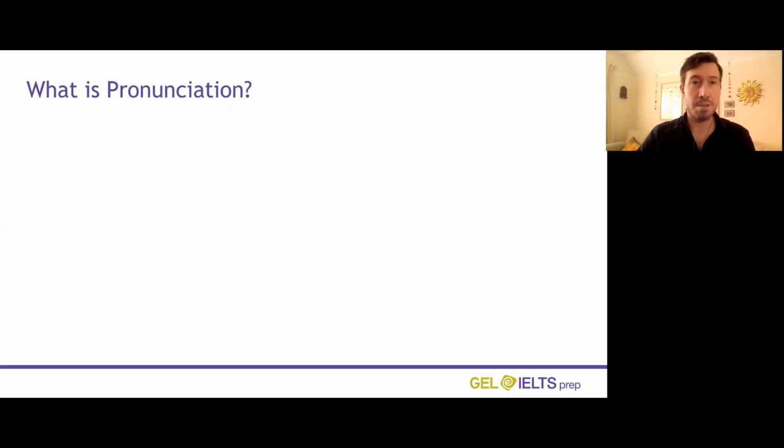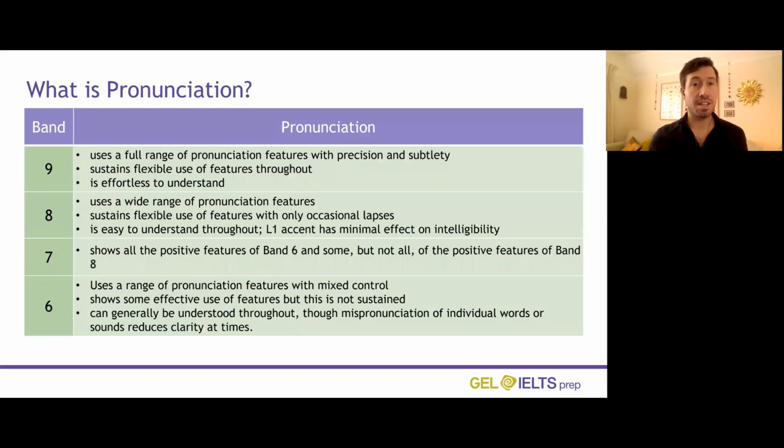Okay, so let's start by looking at what pronunciation is. Well, pronunciation is the way you say words and sentences, essentially. So we're going to see the actual marking criteria that the examiner uses to mark your speaking. So it looks like this, and you can see here that it goes from band 9, and here it's going to 6. It actually goes to 0. 0 is the lowest, and 9 is the highest. We're just going to focus on 6 to 9. And we're going to look at some of the things that come up in this.